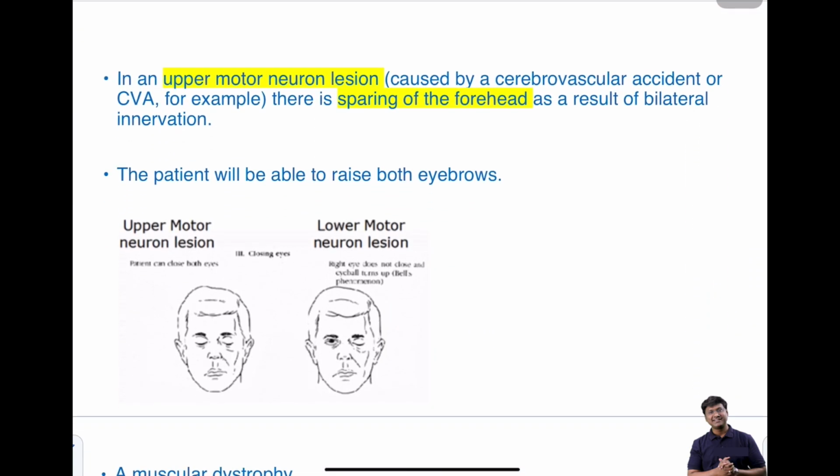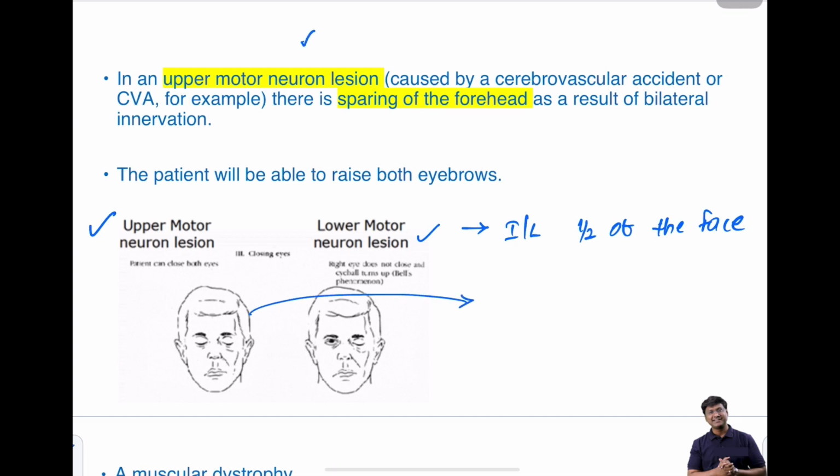Now, you should also know the differences between upper motor neuron lesion and lower motor neuron lesion. In lower motor neuron lesion, what did I tell you? I said that there will be ipsilateral, half of the face completely paralyzed. Whereas in case of upper motor neuron lesion, the contralateral lower half of the face is paralyzed. You see here, this is the part of the face which is paralyzed in this individual. That is on the right side.